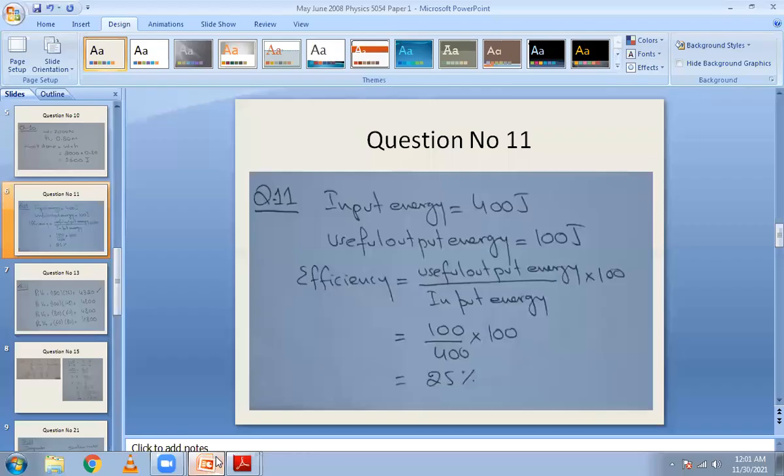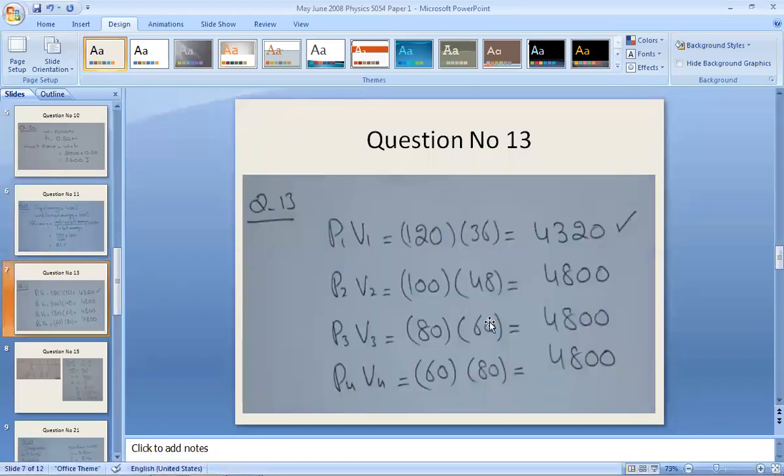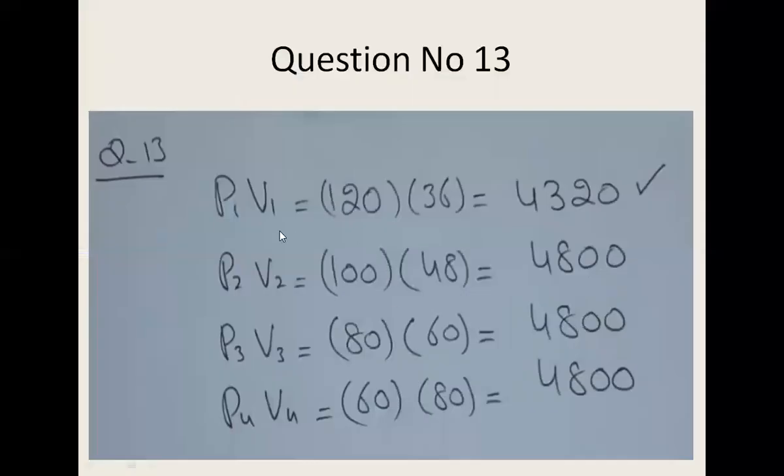So let me show you. I have done this calculation. P1 V1, 120 into 36, that's 4,320. P2 V2, that's 100 into 48, that's 4,800. P3 V3, that's 80 into 60, and that will be 4,800. P4 V4, that will be 60 into 80, and that will be 4,800.